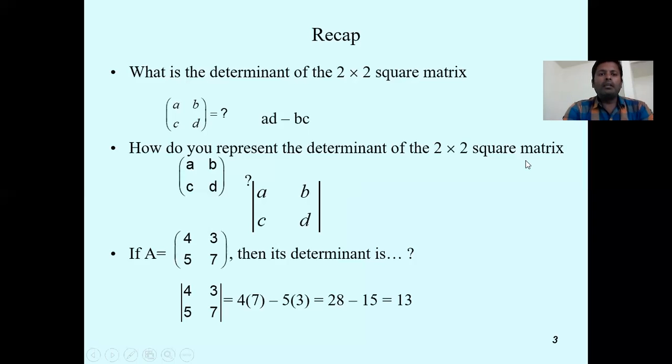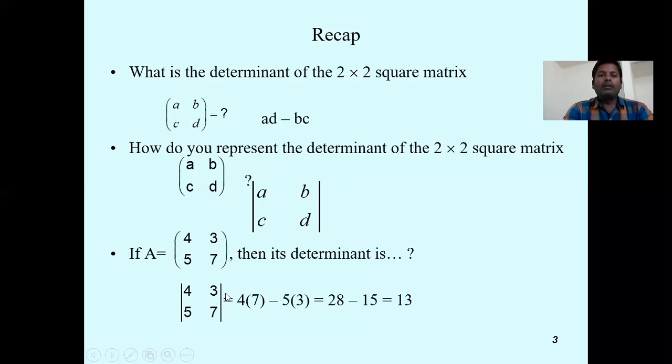How do you represent the determinant of the 2 by 2 square matrix? You see here A, B, C, D. The symbol is written this way, with vertical bars around A, B, C, D. This also means the determinant. If A equals 4, 3, 5, 7, then its determinant is?